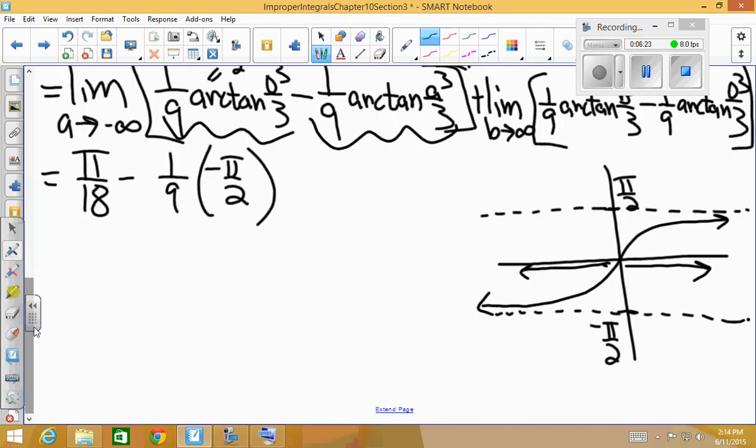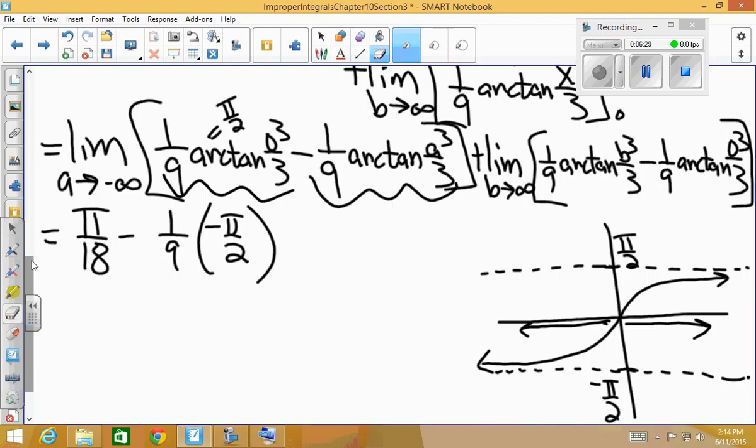And I apologize, the arctangent of 0 is not pi over 2. The arctangent of 0 is 0. So let's change that. This should be 0, and then 0 times 1/9 is 0. Apologies there, fixed.